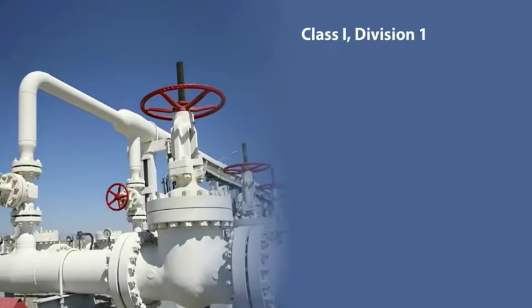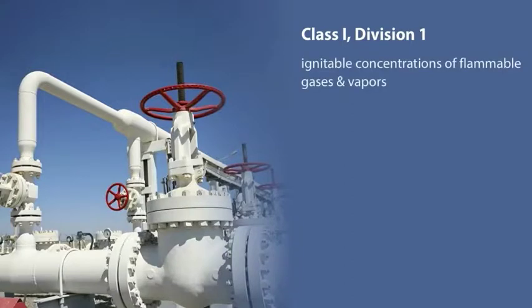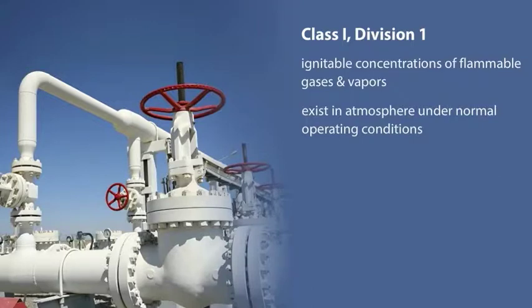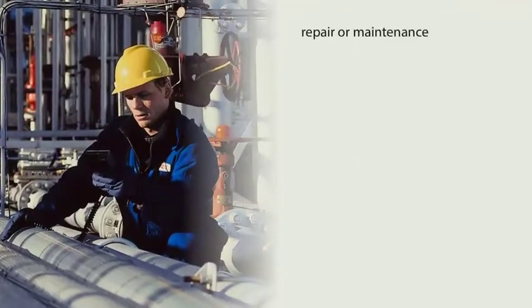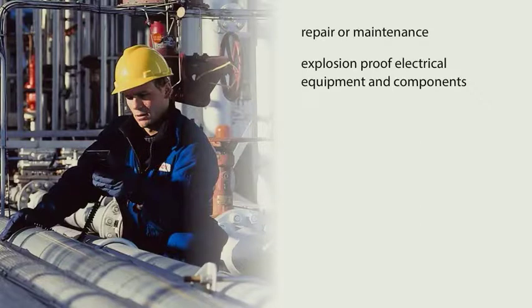Class 1, Division 1. Locations where ignitable concentrations of flammable gases and vapors exist in the atmosphere under normal operating conditions. Releases of gases or vapors will exist frequently because of repair or maintenance operations or leakage. Gases or vapors also will be released into the air when processing equipment breaks down. These locations require explosion-proof electrical equipment and components.